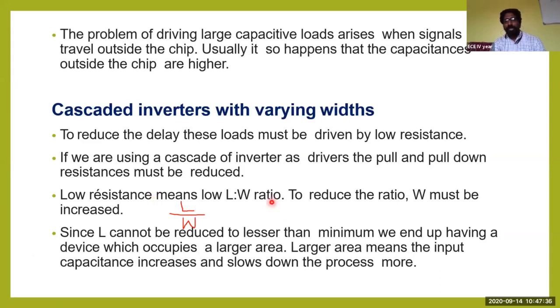To reduce this ratio, the W must be increased. L cannot be reduced. Why does the L not reduce? I explained in the previous slides. L cannot be reduced to less than the minimum value as per the technology node, so we end up having a device which occupies a larger area. So we go with increasing the width, and that's why you'll have a larger area. Larger area means the input capacitance increases and it slows down the process more.